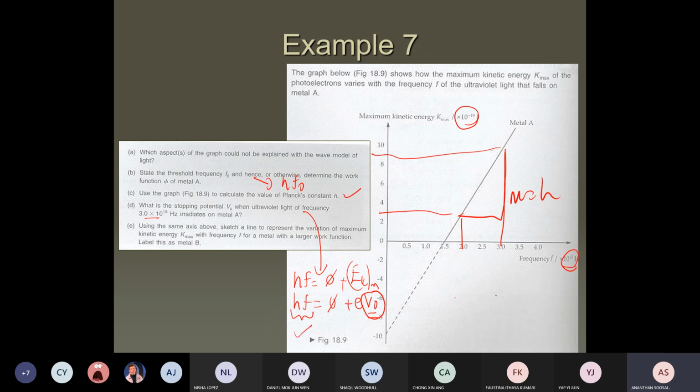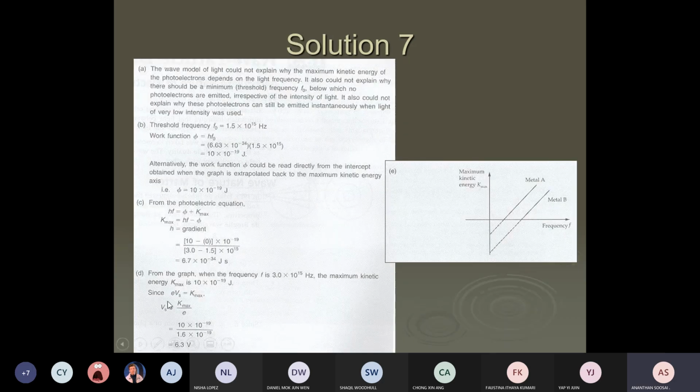Okay, we got the photon energy. Work function, do you know? The work function is the C answer, right? The C answer is the work function. Elementary charge, you can get it from the front page of the question paper. So you can find the stopping potential. So that's your D. Go back to the answer, this is the working from just now. You can check.